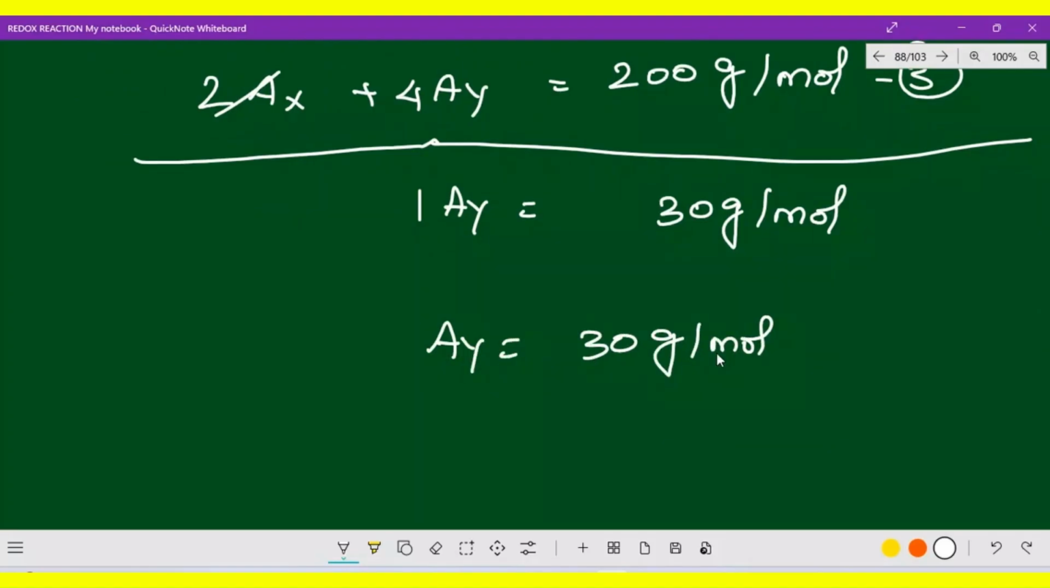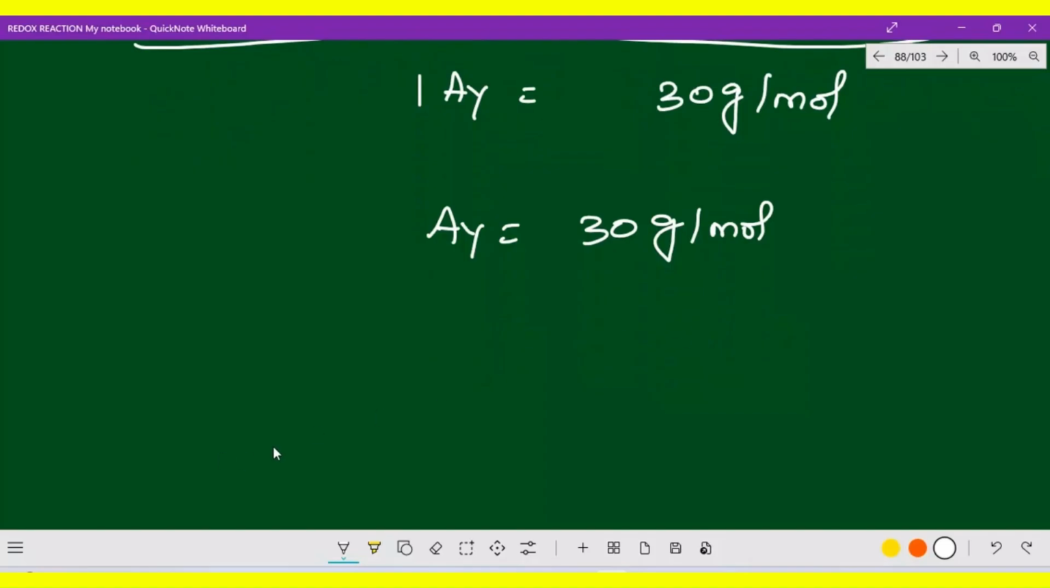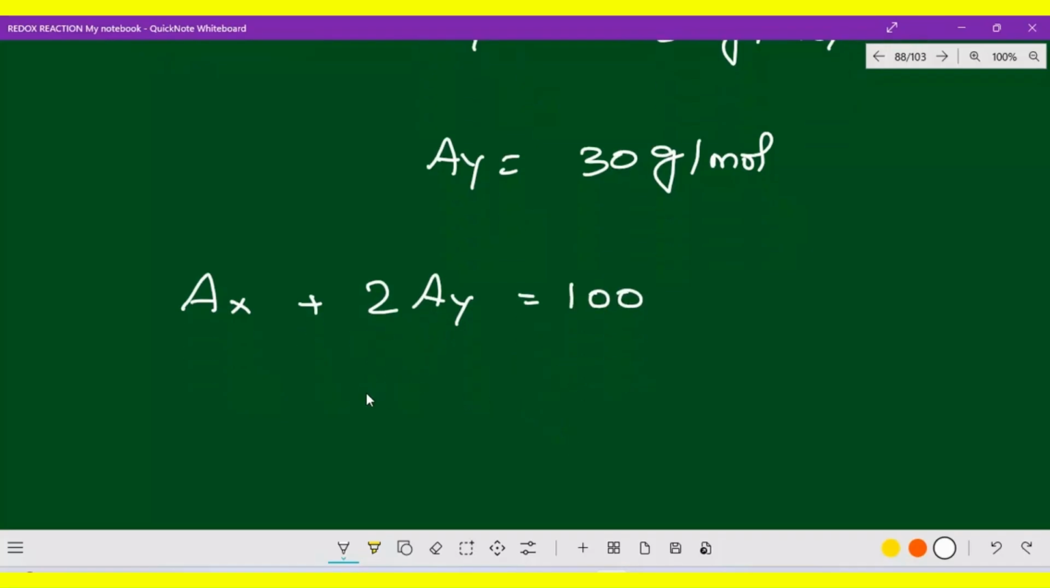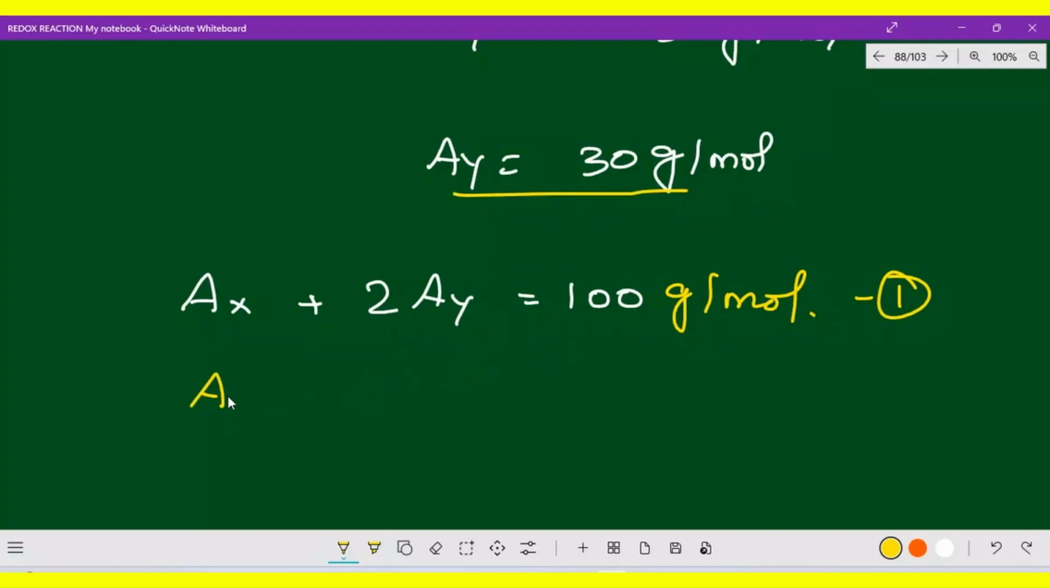So we can substitute this value into AX. So AX plus 2AY equal to 100. That means we can apply the value over here. This is equation 1 now, AX plus 2AY. So let us apply the AY value over here. So AX plus 2 into 30 equal to 100 gram per mole.